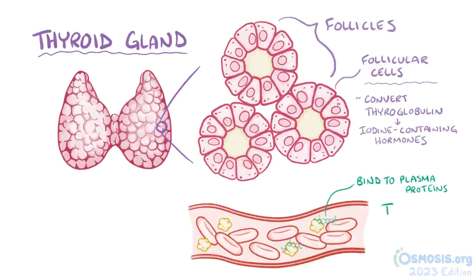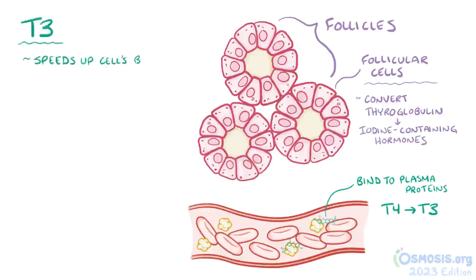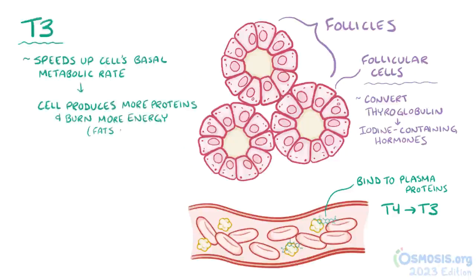Once inside the cell, T4 is mostly converted to T3, at which point it can exert its effect. T3 speeds up the basal metabolic rate. So as an example, they might produce more proteins and burn up more energy in the form of sugars and fats. It's like the cells are in kind of a frenzy.